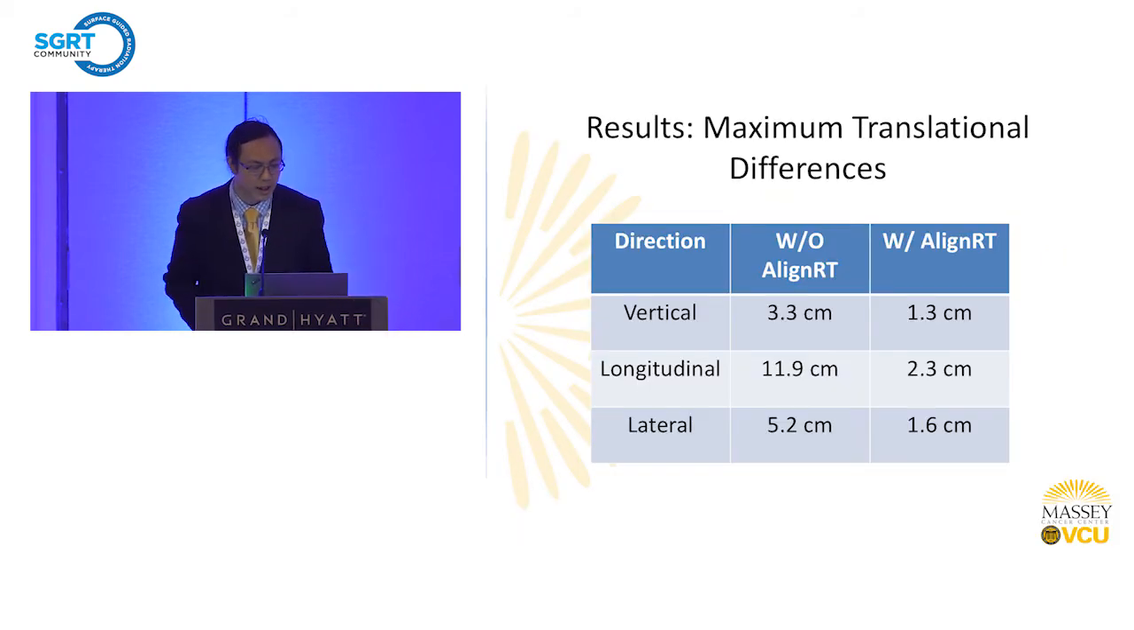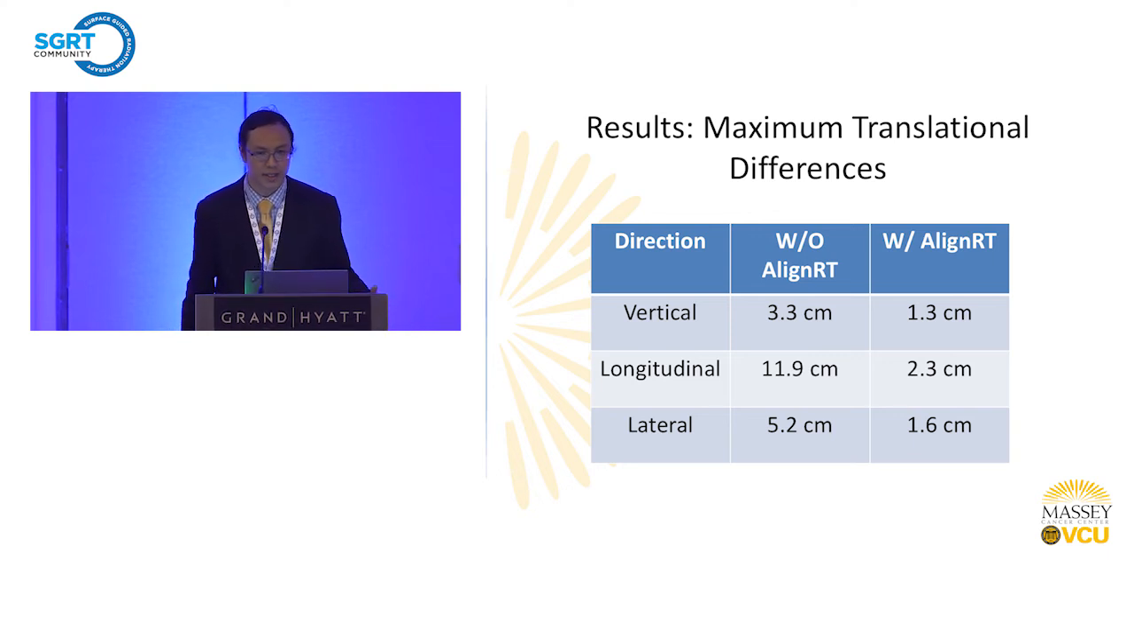So with those translational differences, without AlignRT, we saw maximum translations up to 12 cm, which is a very big shift. Obviously, in this case, the patient was probably set up to the wrong mark, or they were shifted in the wrong direction, which we wouldn't have caught until we took our KV image. So we can see when we have AlignRT, these large differences pretty much disappear. They're all within about 3 centimeters.